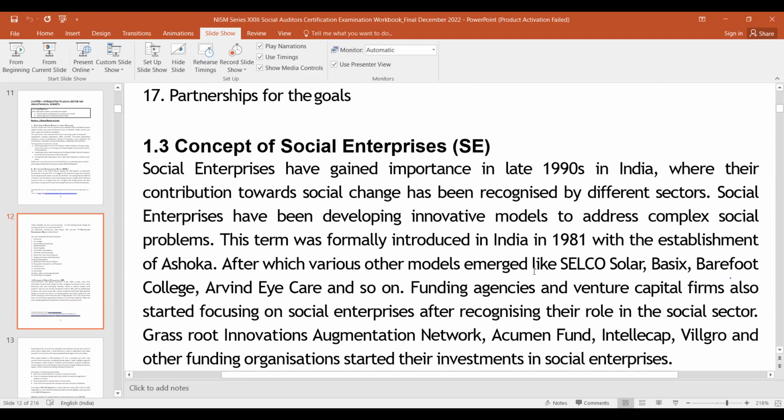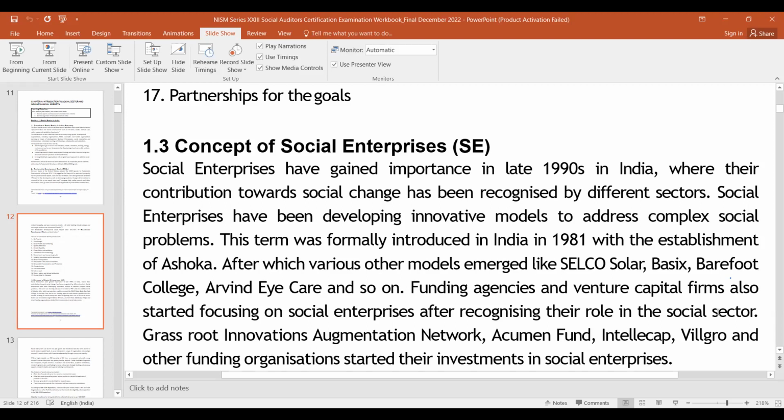This term was formally introduced in India in 1981 with the establishment of Ashoka, after which various other models emerged like Selco Solar, Basics, Barefoot College, Aravind Eye Care, and so on. So these are the various social enterprises. Funding agencies and venture capital firms also started focusing on social enterprises after recognizing their role in the social sector. So what was the first social enterprise? Ashoka. Then Selco Solar, Basics, Barefoot College, Aravind Eye Care.